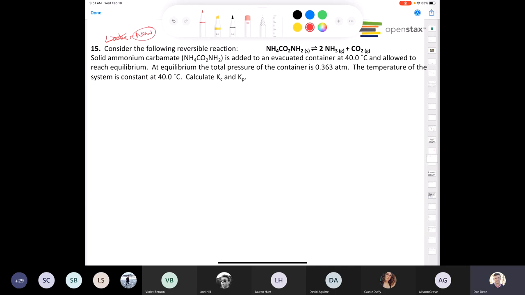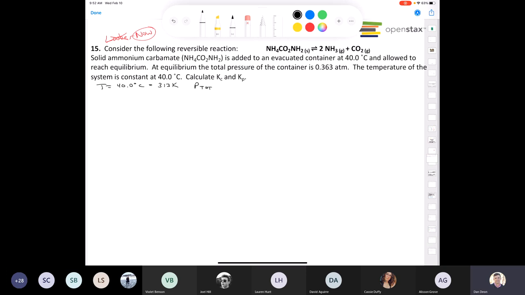At equilibrium, the total pressure of the container is 0.363 atmospheres. The temperature of the system is constant. What's Kc and what's Kp? Well, let's write down what we got. When I'm solving these problems, I always just write down everything I know. So our temperature is equal to 40.0 degrees Celsius. It's really inconsequential. 273 plus 40. So what's that? 313 Kelvin, right? And then my total pressure.